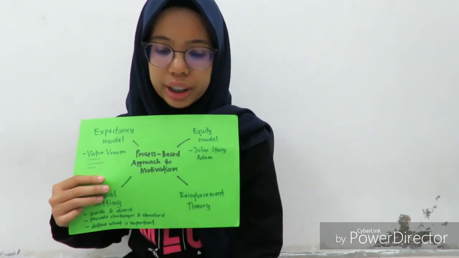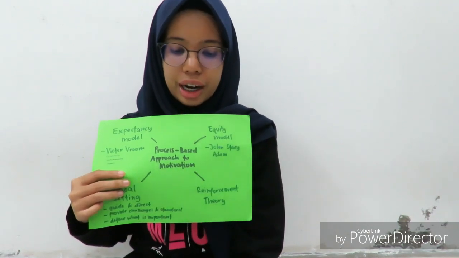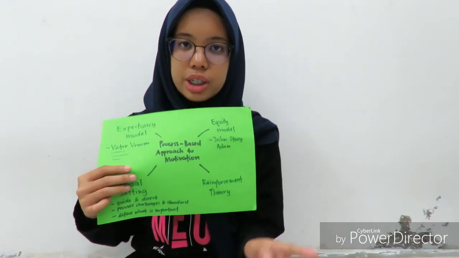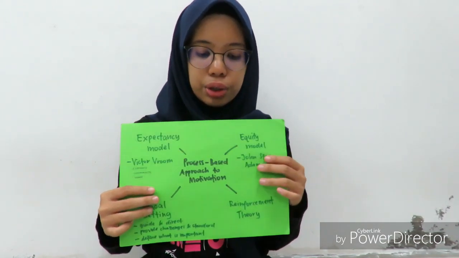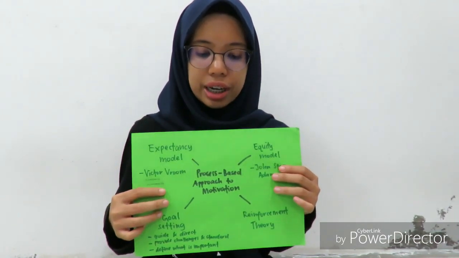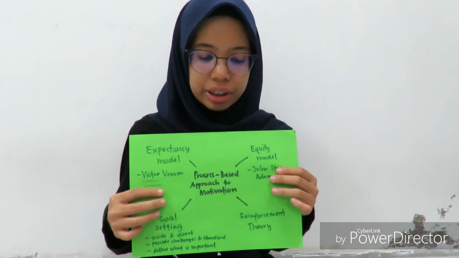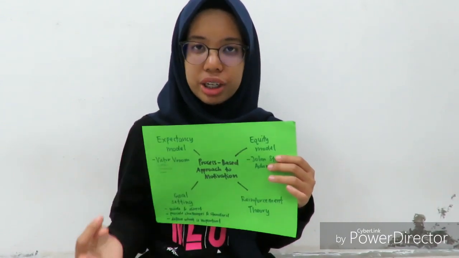While reinforcement theory, there are two types of reinforcement, which is positive reinforcement and negative reinforcement. And they also have decreasing undesired behavior, which is extinction, and also punishment.